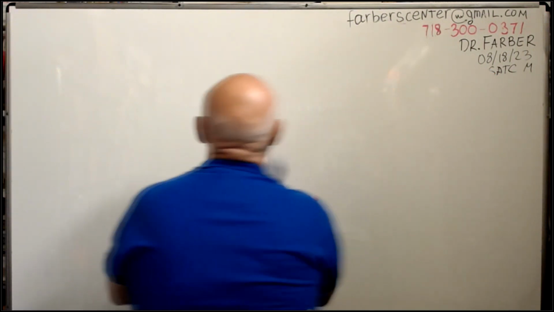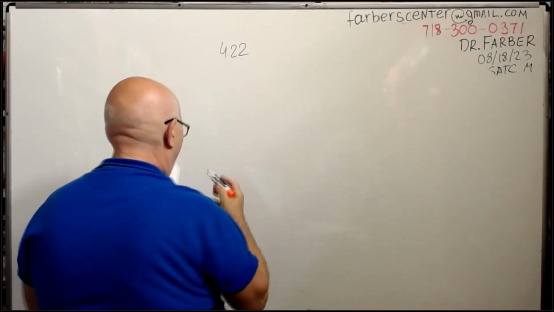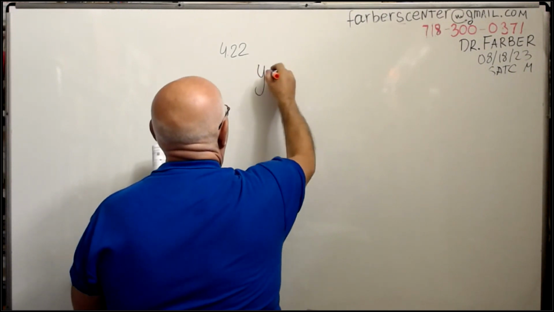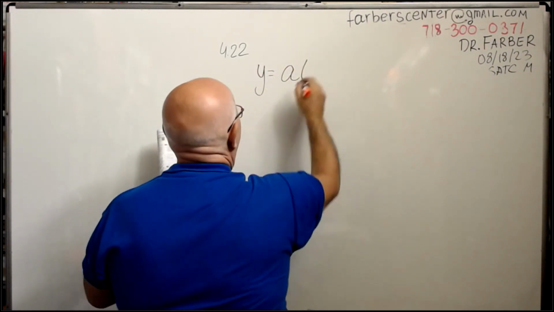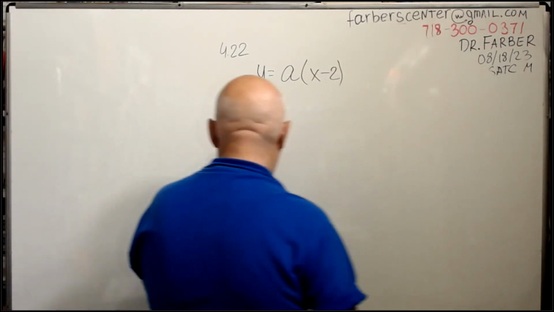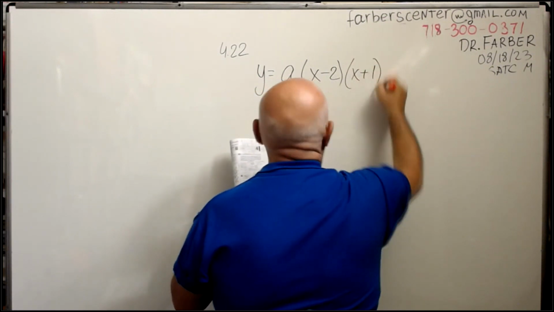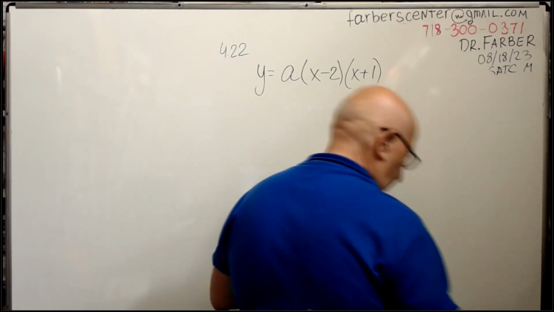So first of all, write what is given. 422. Y equals to a times x minus 2 times x plus 1, where a is less than 0.